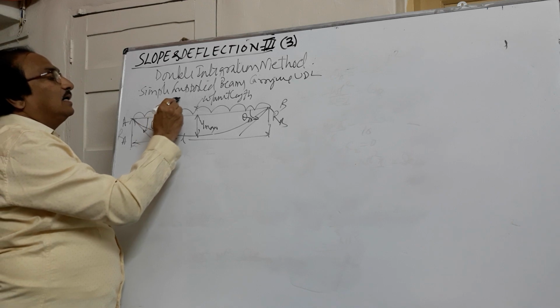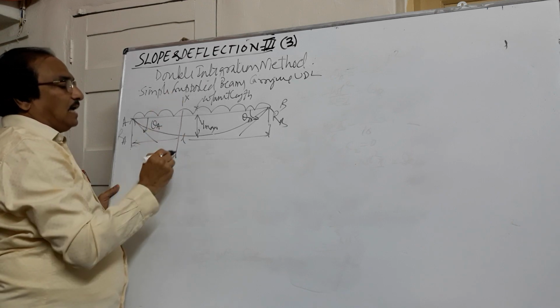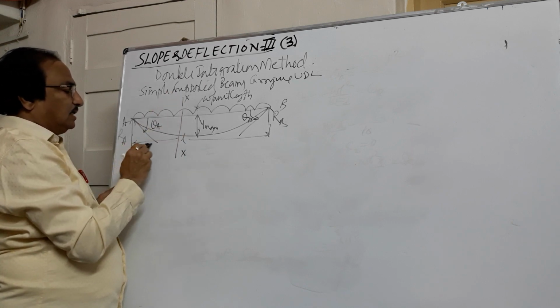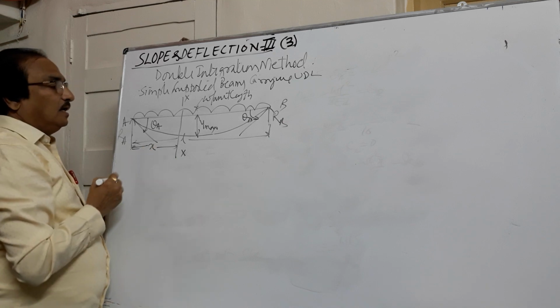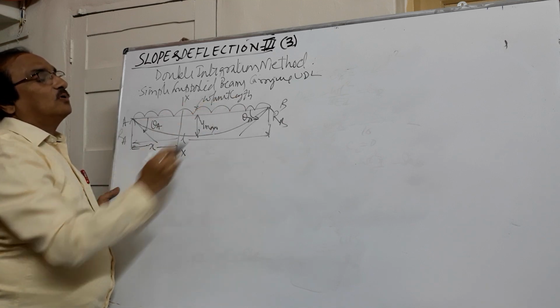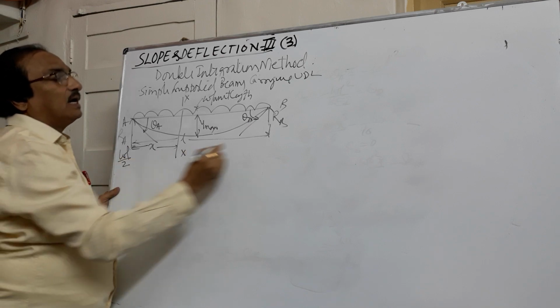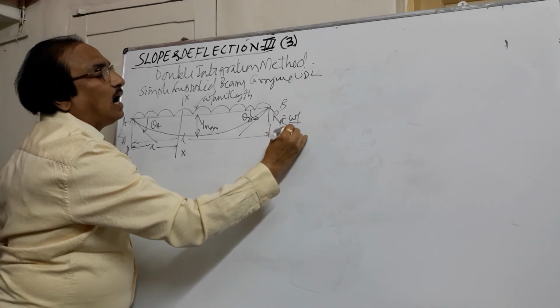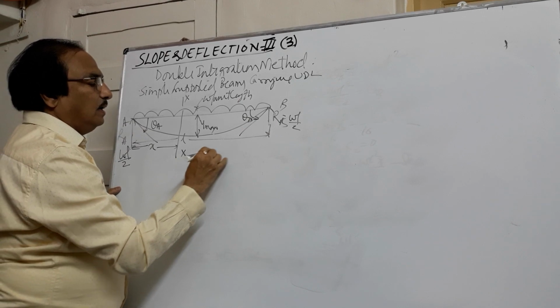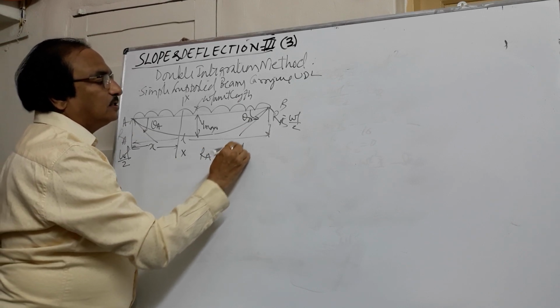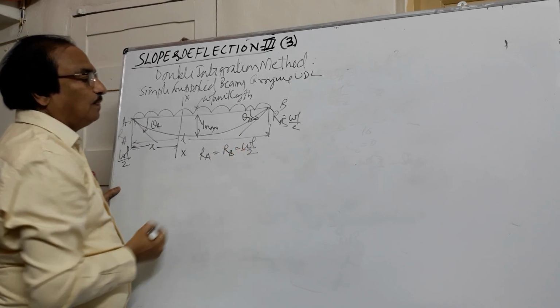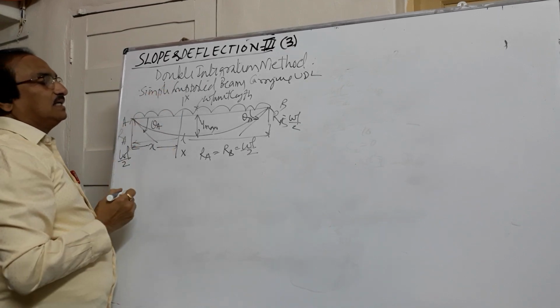Now let us take a section XX as usual at a distance x from the free end. Now this UDL is acting for the whole length. Total load is W into L, half here and half here. So RA and RB are equal, and each is total load divided by 2. So I consider section XX at a distance x.